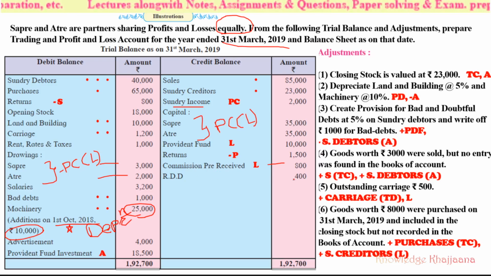Then RDD, old RDD we have to deduct from the profit and loss account debit side from the bad debts. Okay, from the bad debts. Now let's go to the adjustments.